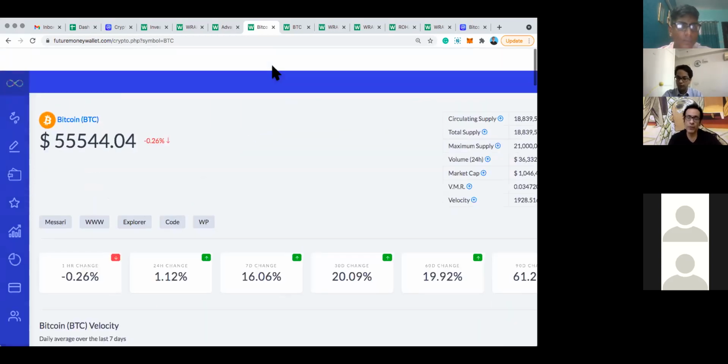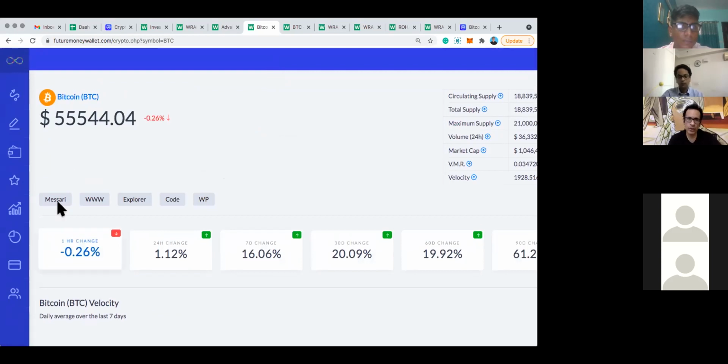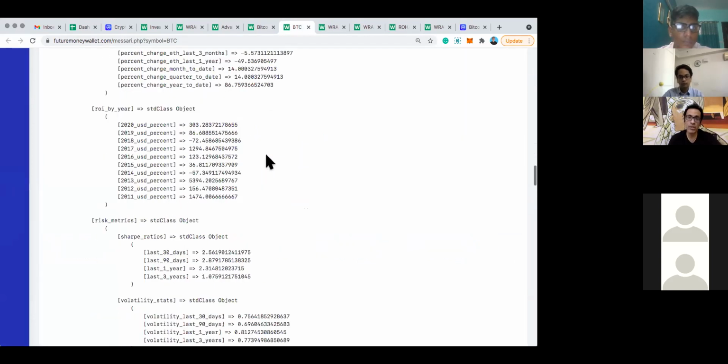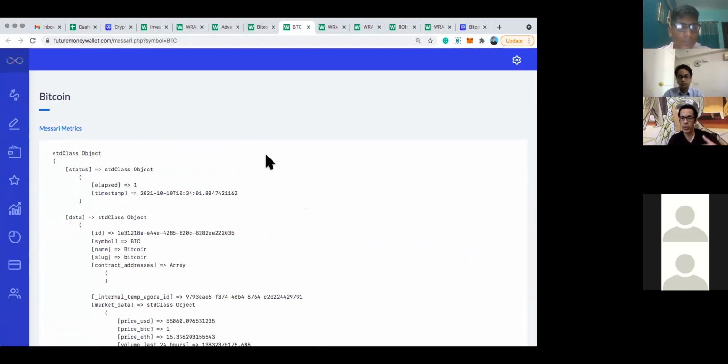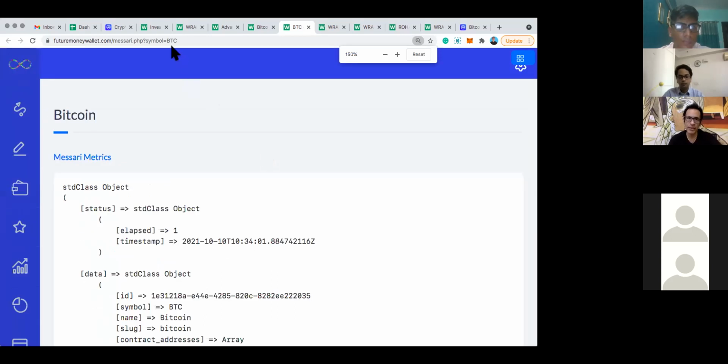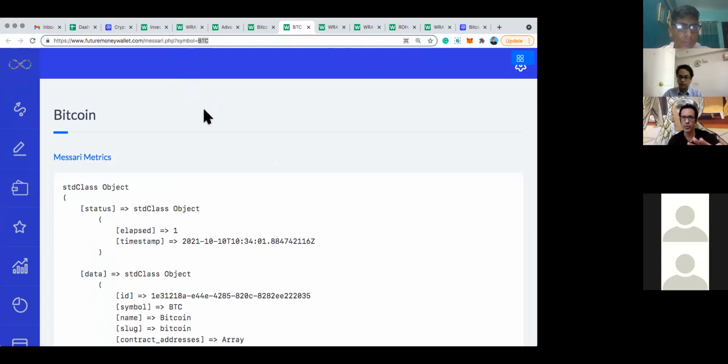Okay. Now, if we want to go deeper, okay. So here, when you are in Future Money Wallet, you will see a button called Messari. When you click on it, you will be able to now see a lot more advanced metrics. And here, if you can see my URL, it says BTC. Just change it to any crypto in the world and you'll be able to pull the data here. Okay. So right now I'm showing it to you for BTC.